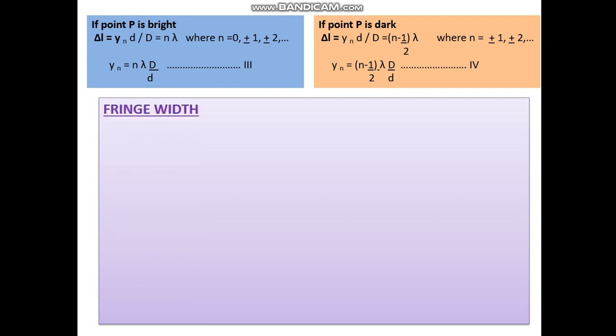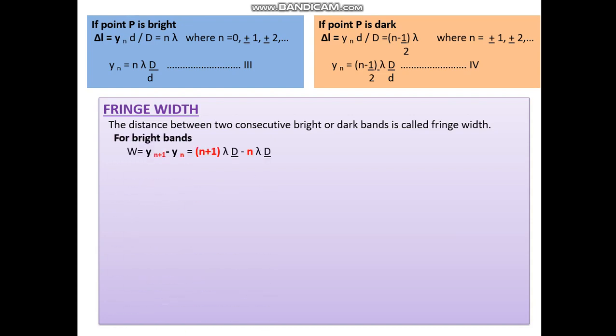Now let's talk about the fringe width. The distance between two consecutive bright or dark bands is called the fringe width. For bright bands, w is equal to yn plus 1 minus yn, that is equal to (n plus 1) lambda D by d minus n lambda D by d. So that comes out to be w is equal to lambda D by small d.